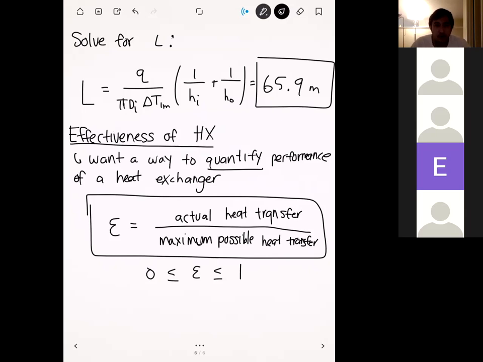But this is a way to assess that. Let's talk more about the denominator, because we haven't really talked about that yet. The numerator we can compute, and we have a lot of formulas to do that, as you saw from the last example.